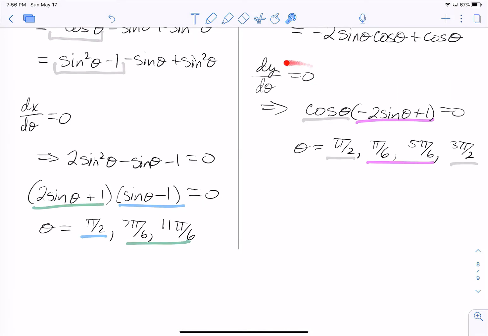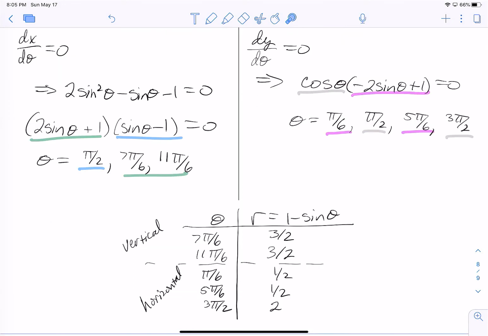For dy/dθ equals 0, we factor out the factor of cosine. We end up with cosine of theta times negative 2 times the sine of theta plus 1 equals 0. Let me write these answers in numerical order. Okay, that's better. From the cosine of theta equals 0, we get theta equals pi over 2 or 3 pi over 2. For negative 2 sine of theta plus 1 equals 0, that would be the sine of theta equals 1/2. We get theta equals pi over 6 or 5 pi over 6.